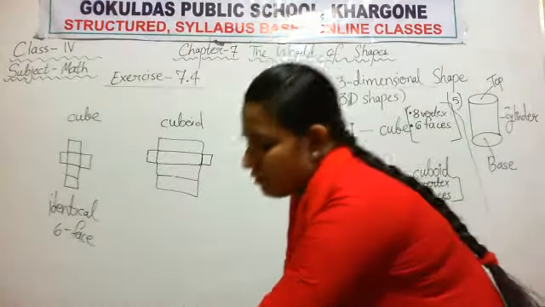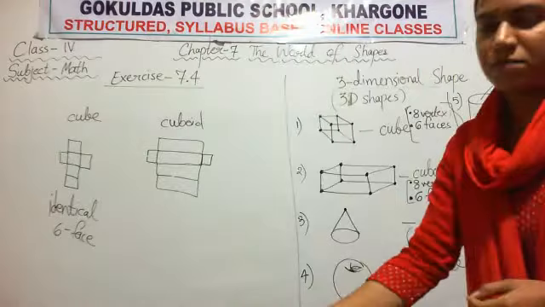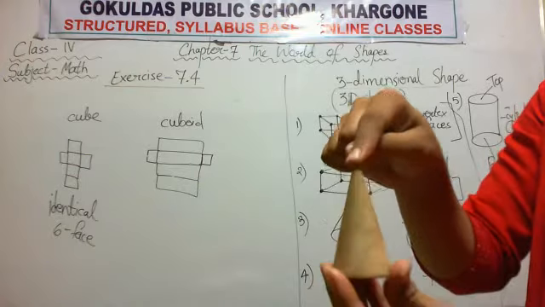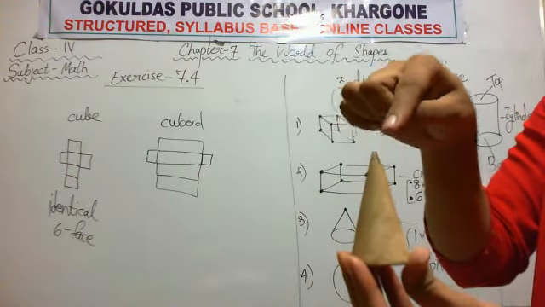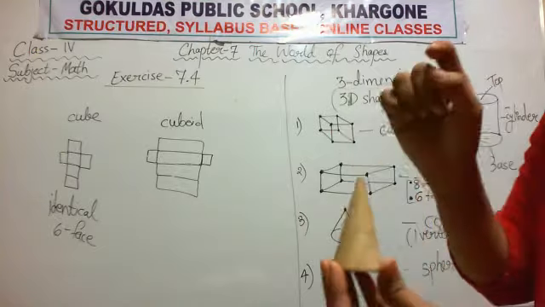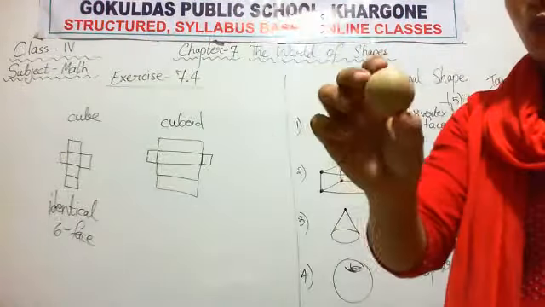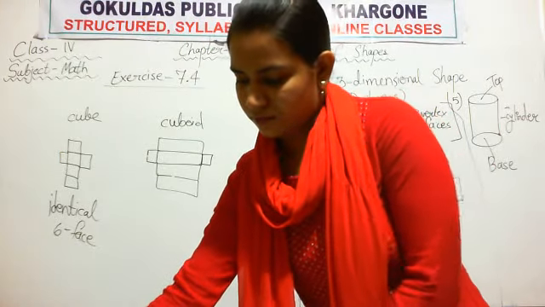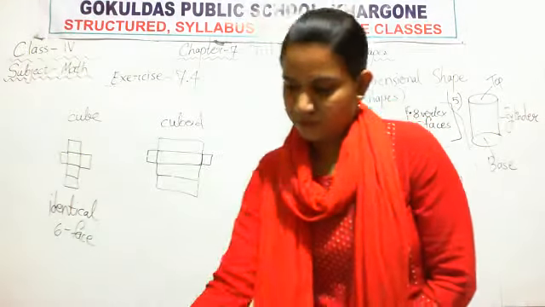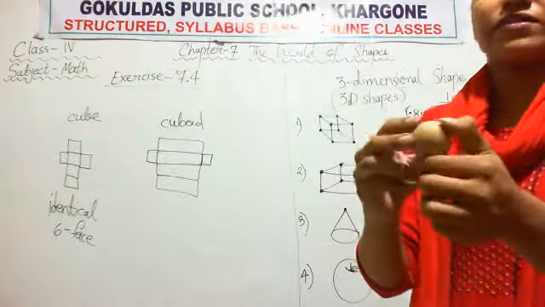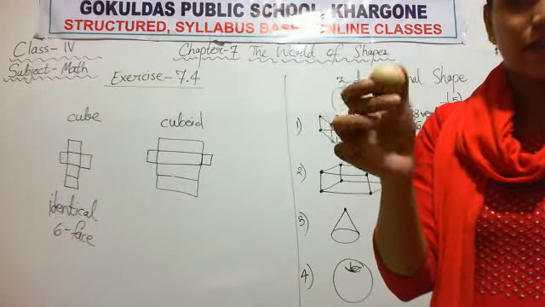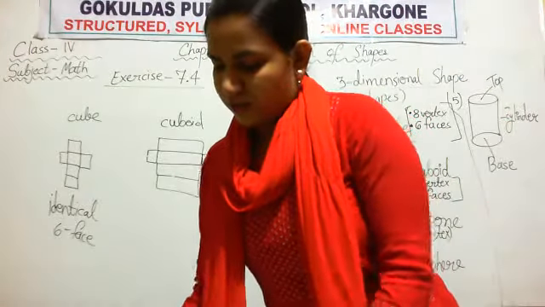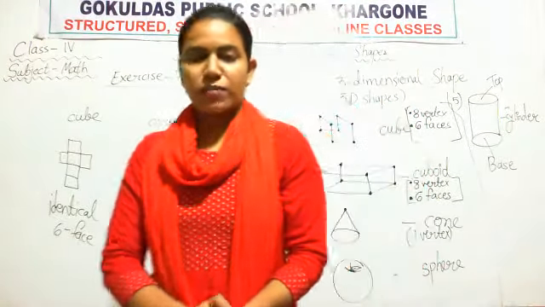But cone has one. Observe the cone. It has a meeting point. Meeting point is known as vertex, so it has one vertex. While sphere has no vertex. It has no flat surface even. Sphere has no flat surface. It is circular in shape. It has no flat surface.